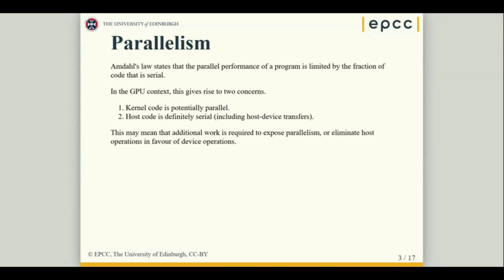What I was saying was that we have a law which basically says the performance of a parallel program, and here on the GPU we are very much parallel, is limited by the fraction of code that is serial. In the GPU context, this gives rise to two concerns. One, the kernel is potentially parallel if we've written it correctly, and the host code is definitely serial. All the host and device transfers and other calls are serial code. This may mean that additional work is required to expose parallelism and eliminate host operations in favor of operations on the GPU, on the device, and to expose the parallelism in those operations.